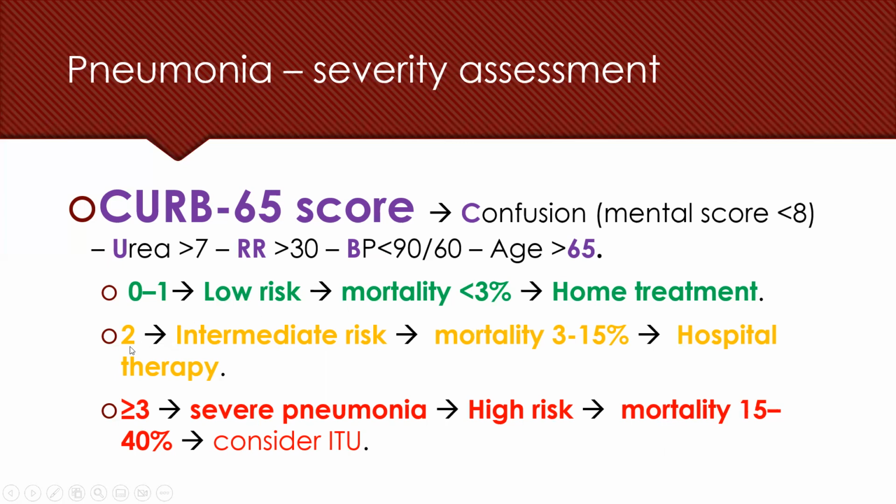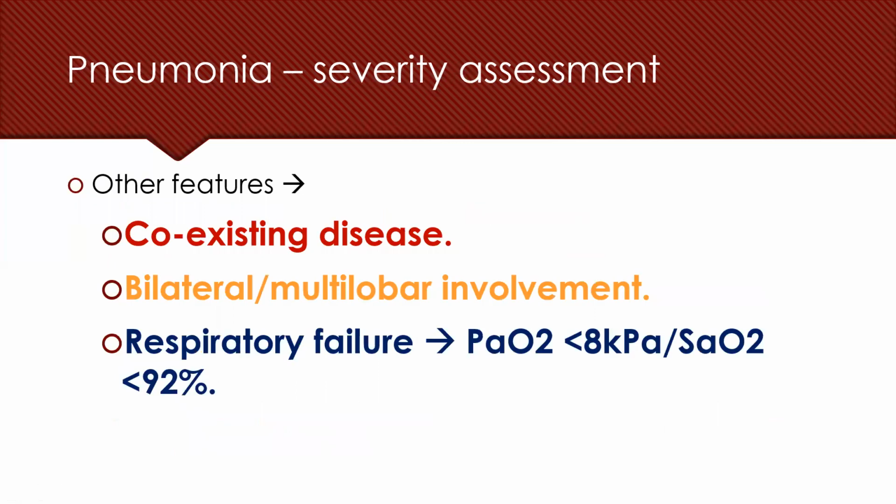But if the CURB score is 2, this means it's an intermediate risk, and here the mortality is from 3 to 15%, and this patient needs hospital therapy or admission to the hospital. If the CURB score is equal to or above 3, this is a severe pneumonia and a high risk patient, and the mortality is 15 to 40%, and you have to admit this patient to the intensive care unit or the intensive treatment unit.